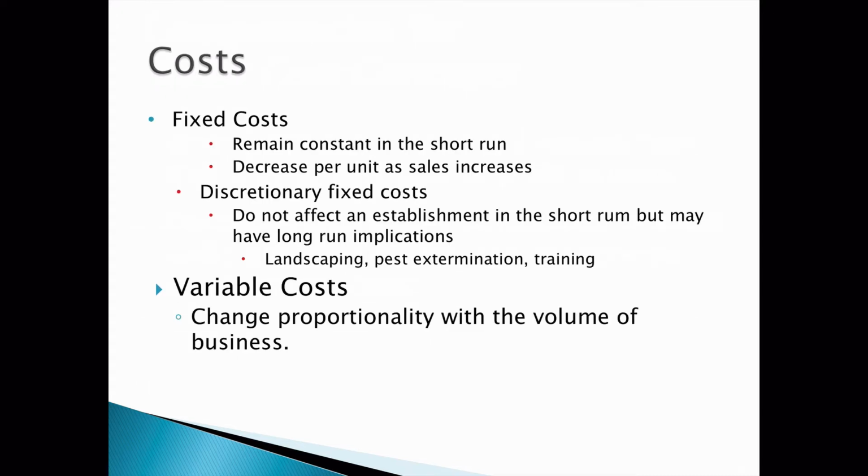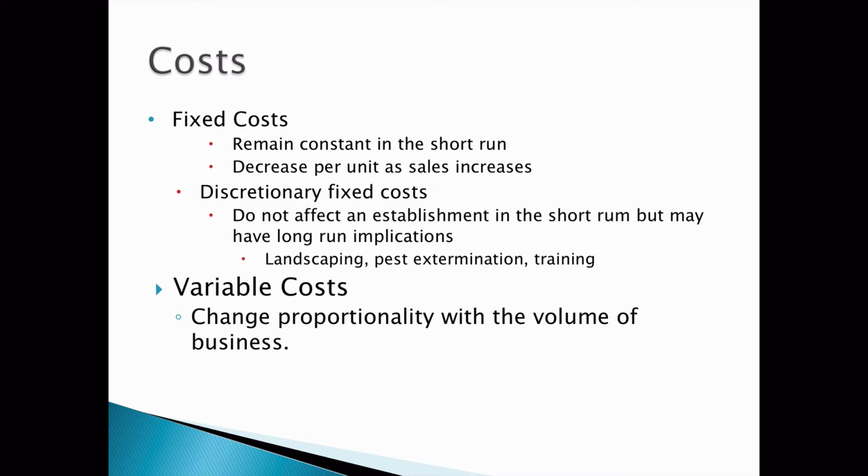So the first thing we need to do is talk about our primary costs. We've got fixed costs and variable costs. Fixed costs are things like rent. If we have a pest extermination contract, we're going to pay them monthly. Depreciation, interest. And they're constant. The book says in the short run, but really it's the long run. Over a period, a year's time or so, they're going to stay the same.